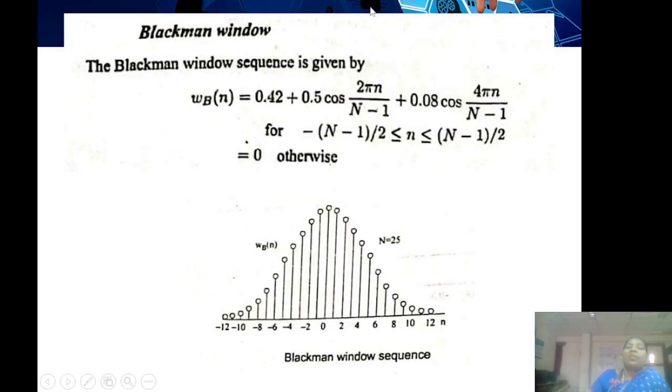Then for the Blackman window, the formula is w_B(n) = 0.42 + 0.5 cos(2πn/(N−1)) + 0.08 cos(4πn/(N−1)) for −(N−1)/2 less than or equal to n less than or equal to (N−1)/2, 0 otherwise. In this, we substitute the capital N value as 25, so it becomes minus 12 to 12. For minus 12 to 12, this is the response obtained for the Blackman window.